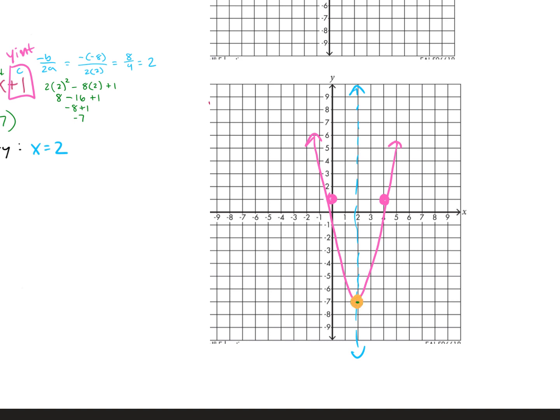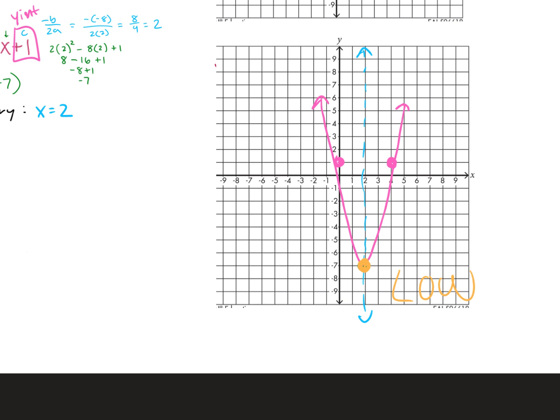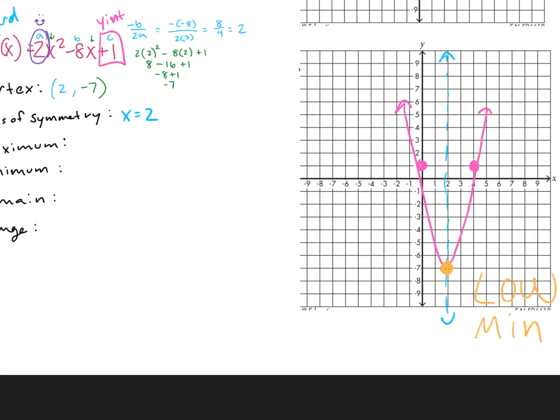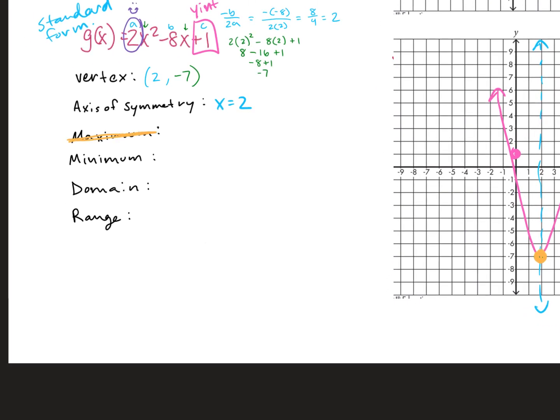Our vertex, is it at the highest point or the lowest point? The lowest point. So is this going to be a max or minimum? So we can go ahead and cross off maximum. We don't have one, so you could either say none or just cross it off. What's our minimum value? -7. It is always the y. So since our x repeated in the axis of symmetry, the y repeats in the max or min.